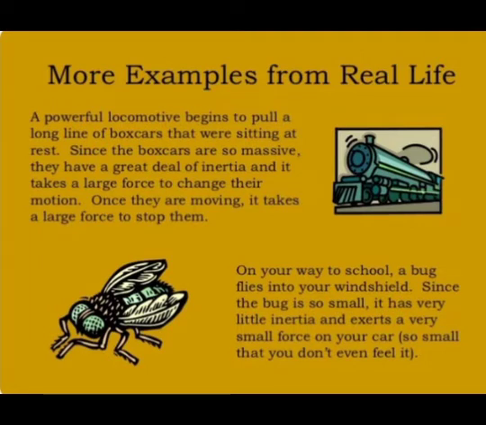A powerful locomotive begins to pull a long line of boxcars that were sitting at rest. Since the boxcars are so massive, they have a great deal of inertia, and it takes a large force to change their motion. Once they are moving, it takes a large force to stop them. On your way to school, a bug flies into your windshield. Since the bug is small, it has very little inertia and exerts a very small force on your car, so small that you don't even feel it.